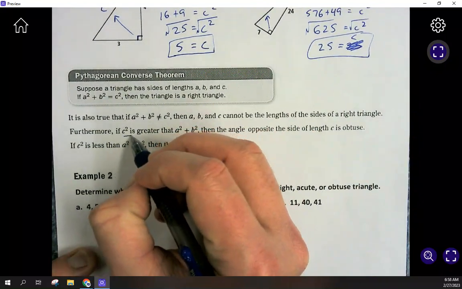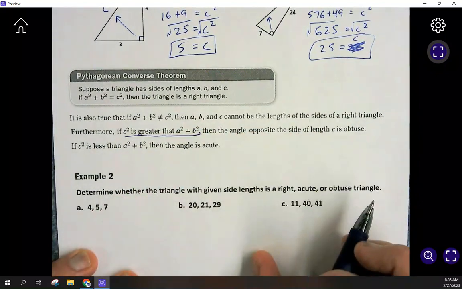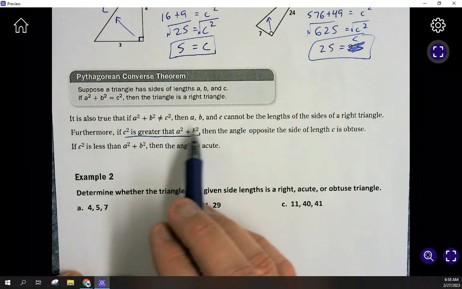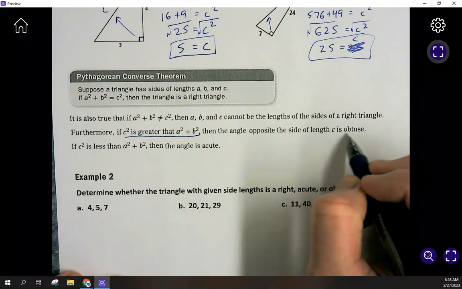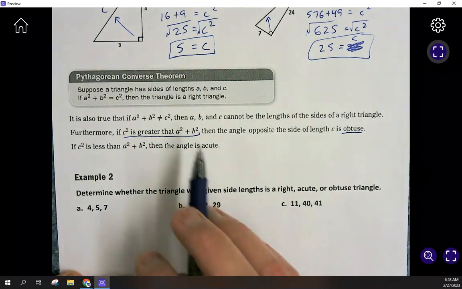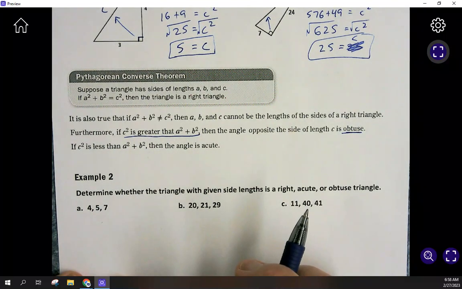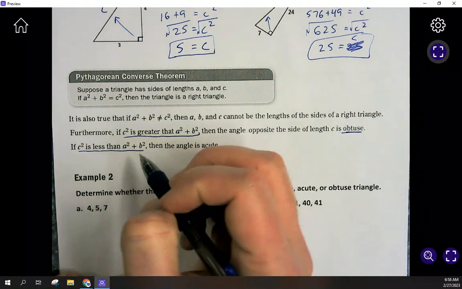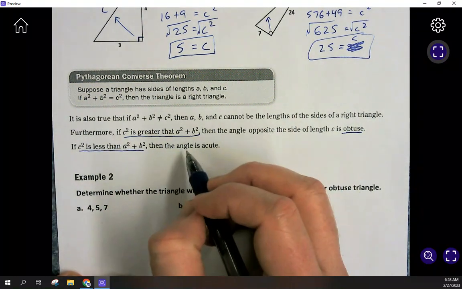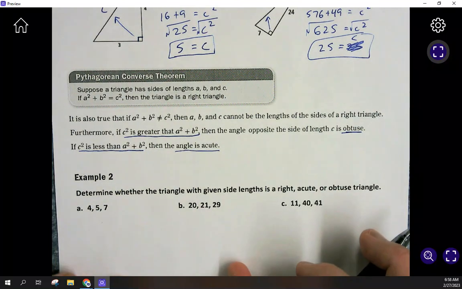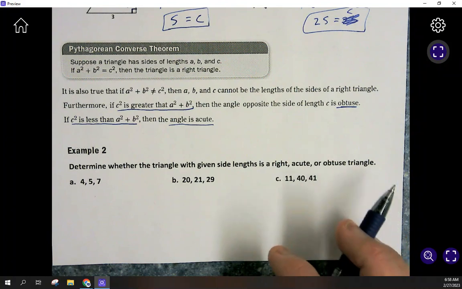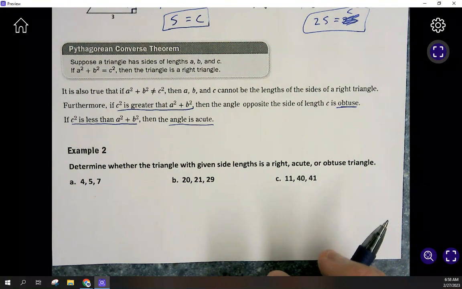Okay, so if C squared is greater than a squared plus b squared, if the longer side when you square it gives you a greater value than a squared plus b squared, that's obtuse. If you're a highlighter, you're going to want to highlight those two in the same color. And then if C squared is less than a squared plus b squared, the angle is acute. So let's take a look. Sometimes when that's written out in words, it's confusing, but when you see it actually run with the numbers, it makes a lot more sense.